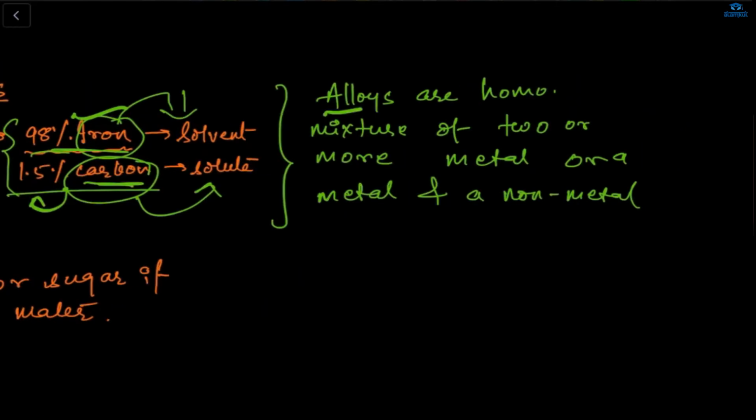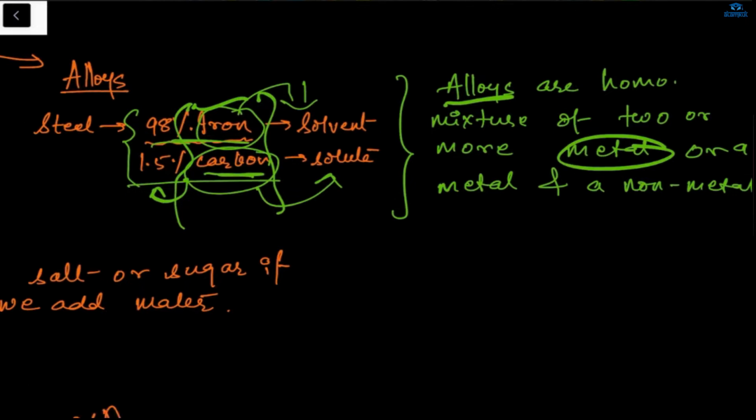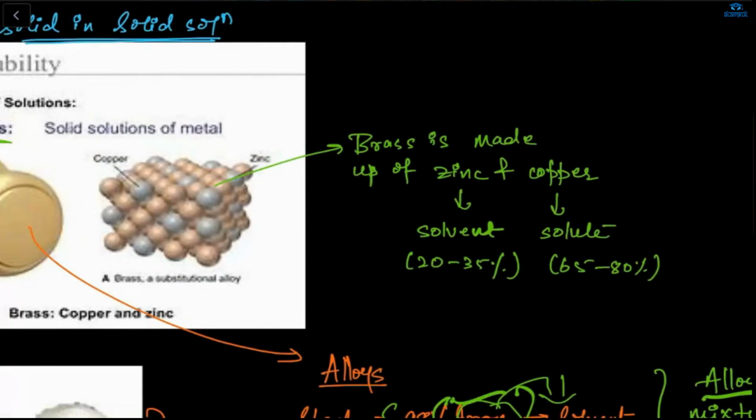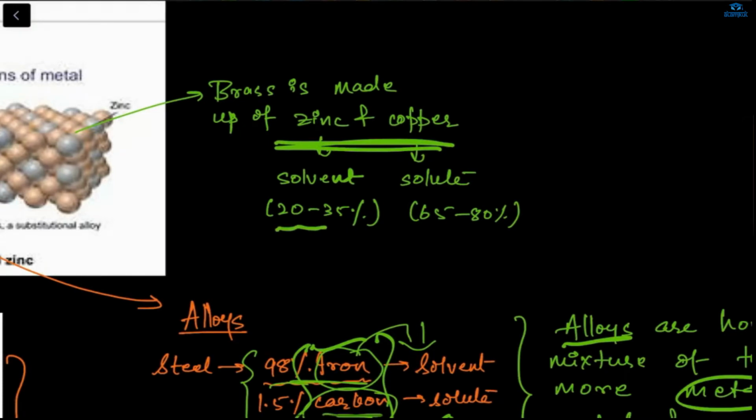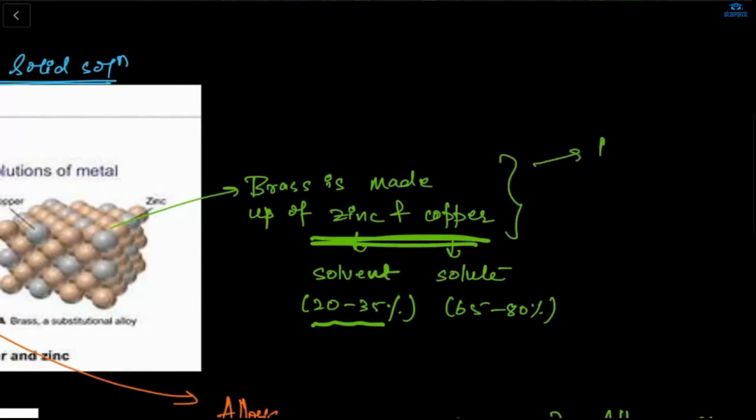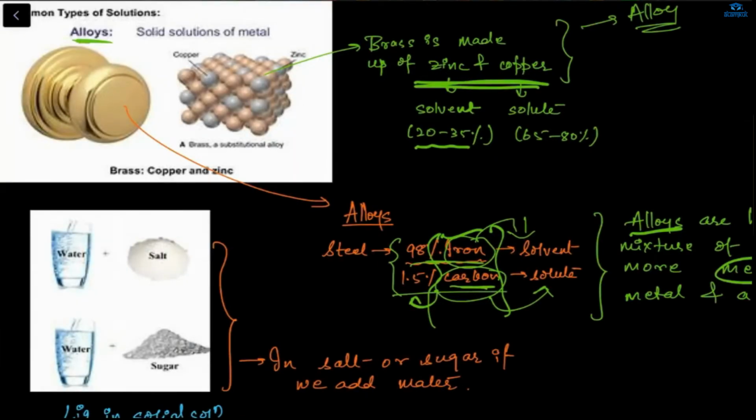So here, what is alloy? Alloys are homogeneous mixtures of two or more metals, or a metal and a non-metal. Here is a metal and a non-metal, because iron is a metal and carbon is a non-metal. If we take one more example, this is brass. Brass is made up of zinc and copper. Both are metals. Zinc is present in 20 to 35%, and copper is present in 65 to 80%. Here both are metals, so this also fulfils the property of alloy. So now you got what is the example of solid in solid solution.